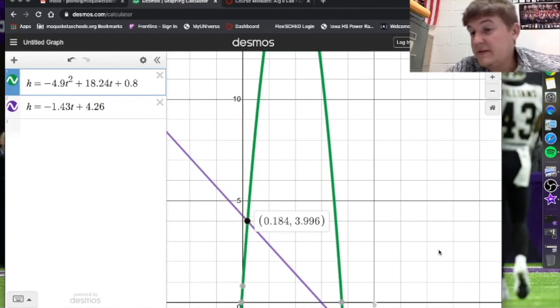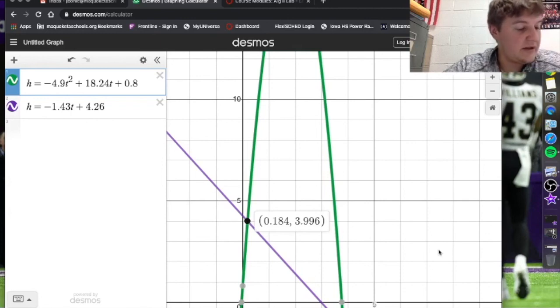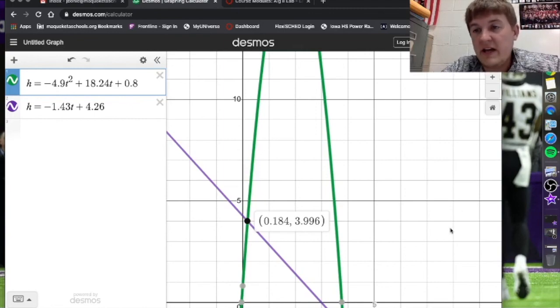Okay, that's it for the Desmos version of this, because everything else appears to be able to be done by hand. So I will see you all next time for the next lesson.